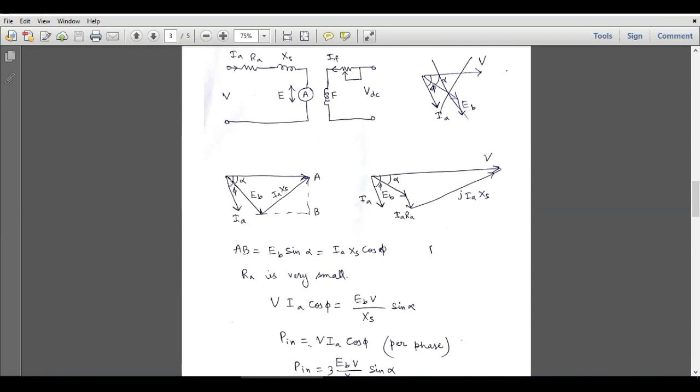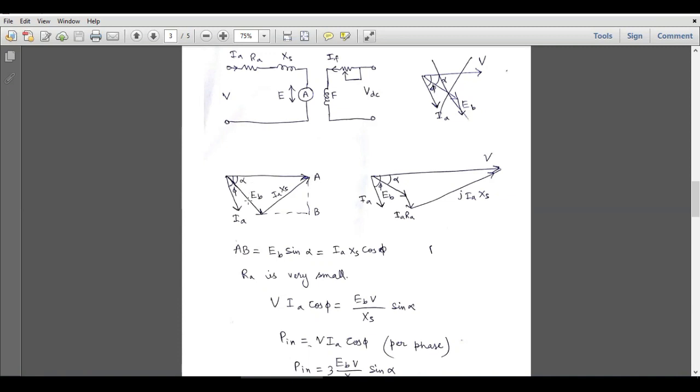So here we have the armature current vector, and we will have only the EB vector and the IAXS vector. In this case, this IA will be at 90 degrees with this IAXS vector. So the angle between IA and the IAXS vector, or JIAXS, will be 90 degrees, and the angle between this V and EB is alpha.